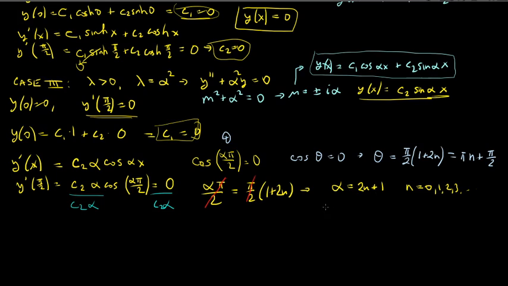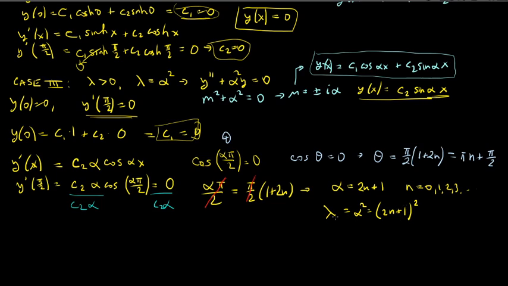And of course lambda is going to be alpha squared. So these are going to be the square of the odd numbers, 2n plus 1 squared. Again, for the same non-negative integers n. Okay.